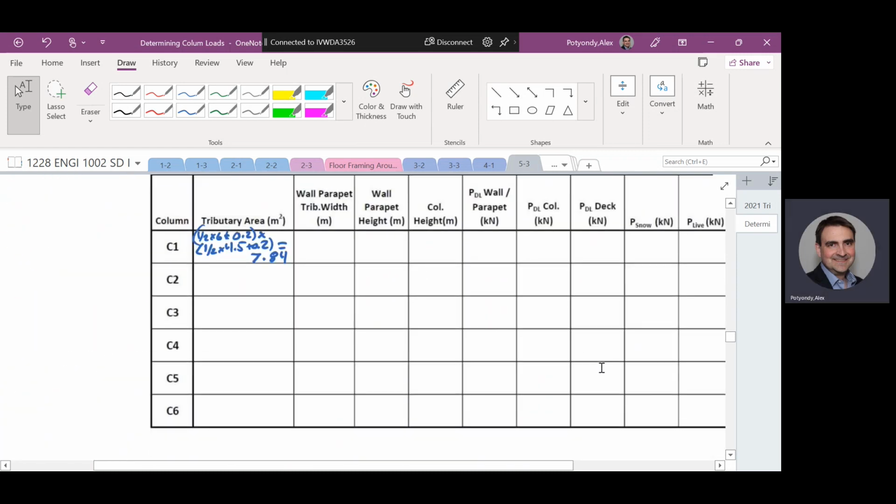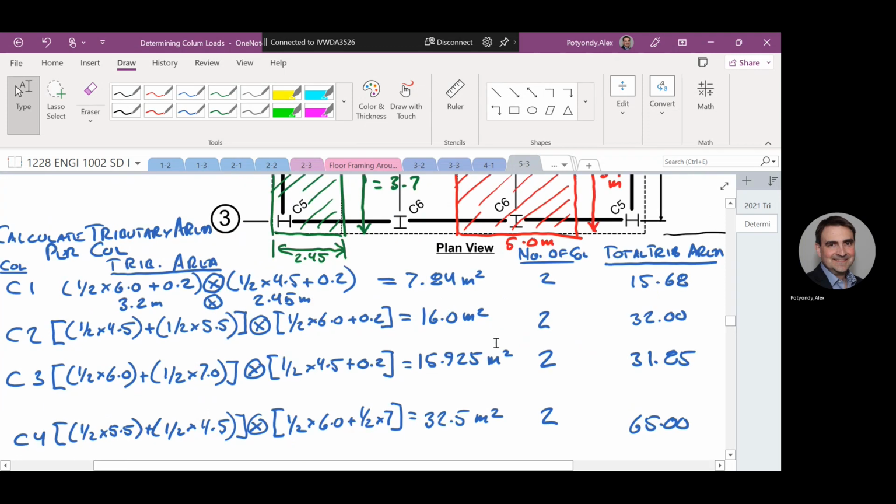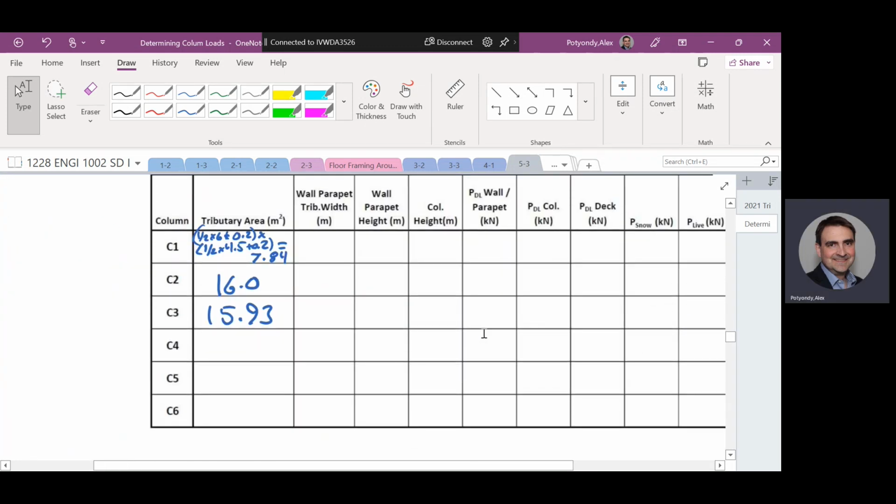All right, so going back to my table now, that step done, I'm ready to start filling in these numbers. Tributary area for column 1 was 7.84. This one was 16. This one was 15.925. I'm rounding up. At this point, it really doesn't make too much of a difference. This one is 32.5, and this one was 9.065, and this one was 18.5. Okay, so that's going to help me with that.